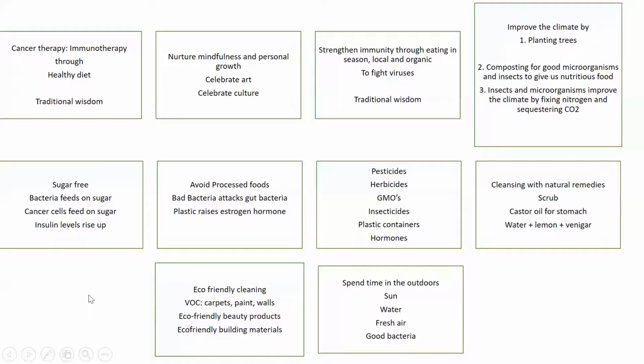So they're all connected. Now, avoiding processed foods: bad bacteria attacks gut bacteria, and so now you can't make use of the food. Your mood's going to be affected. You're going to develop a lot of diseases and illnesses because of the gut bacteria being damaged. And plastic also raises the hormone estrogen. And I want you also to look up what it means to have high estrogen levels, whether in females or males. It has really hard, difficult symptoms to tackle.